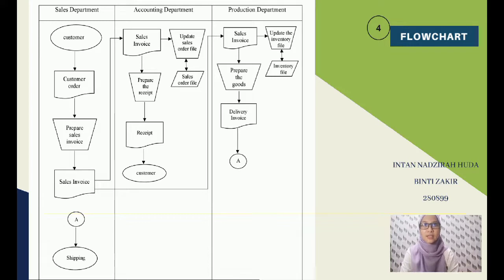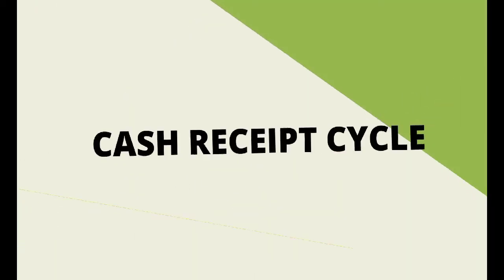In the accounting department, the sales invoice will update the sales order file, and then the sales invoice will be the reference to prepare the receipt. The receipt in the form of a document is sent to the customer. In the production department, the sales invoice goes to prepare the goods in manual operation, and it will also update the inventory file. After the goods have been prepared, the delivery invoice document goes to terminator A in the sales department for the shipping activity.